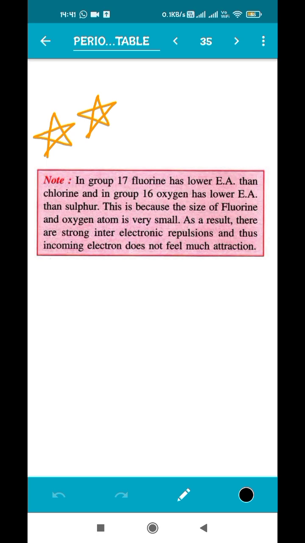Why does it happen? Very simple. Fluorine and oxygen are very small in size, very small. The atomic size is very small. As a result, all the electrons in it are placed very close to one another, and if two like charges are placed close to one another, they will have repulsion. So due to this inter-electronic repulsion between the electrons of fluorine and oxygen, they are not able to easily accept an electron coming from the outside. So their electron affinity is a little less compared to their next element because of their size. You will learn about this more in class 12.